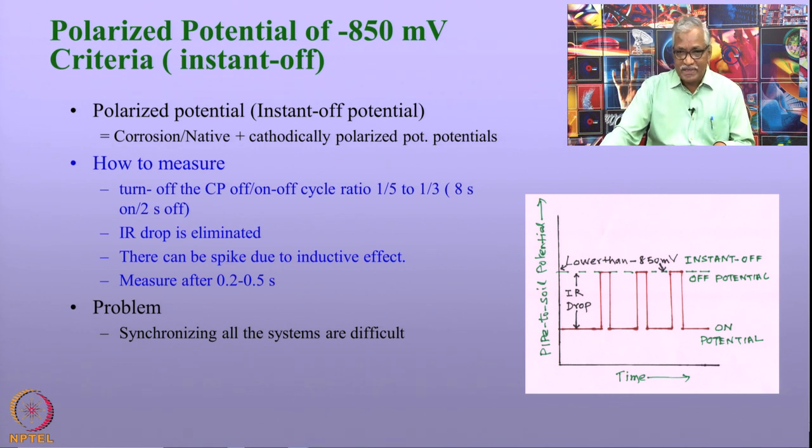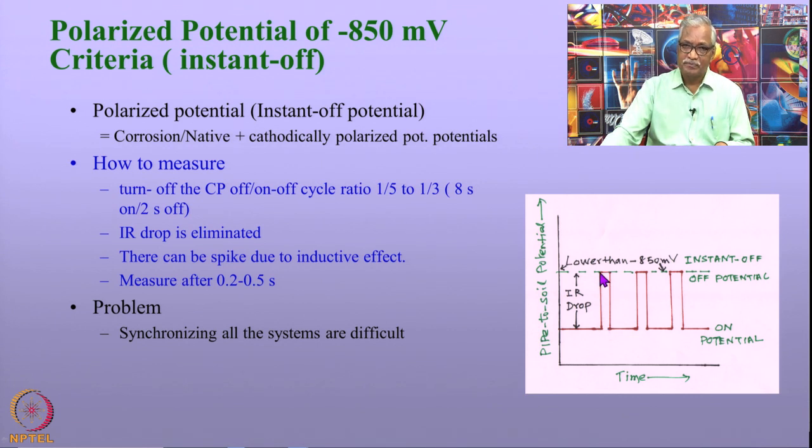So, what is done in this case is, in a pipeline where the structures are cathodically protected, we call them on potentials. The potential measured with respect to a reference electrode, when the cathodic protection is on, is called on potentials. Then you turn off the rectifier and then you follow the voltage change.